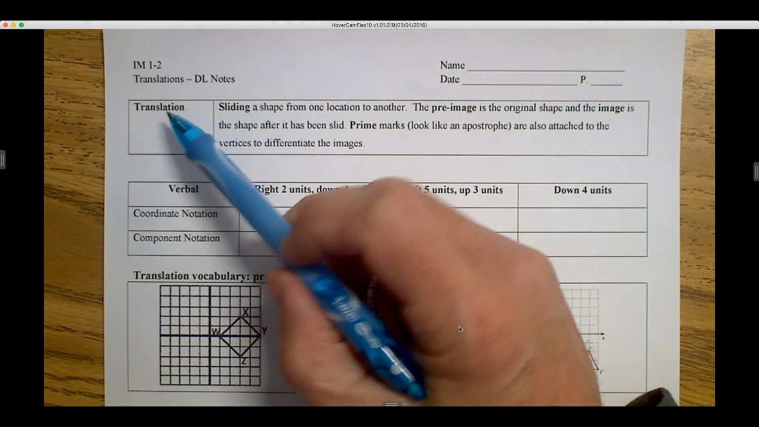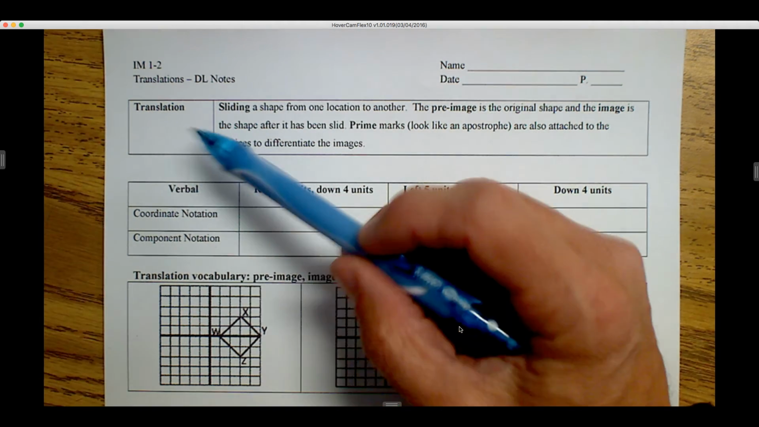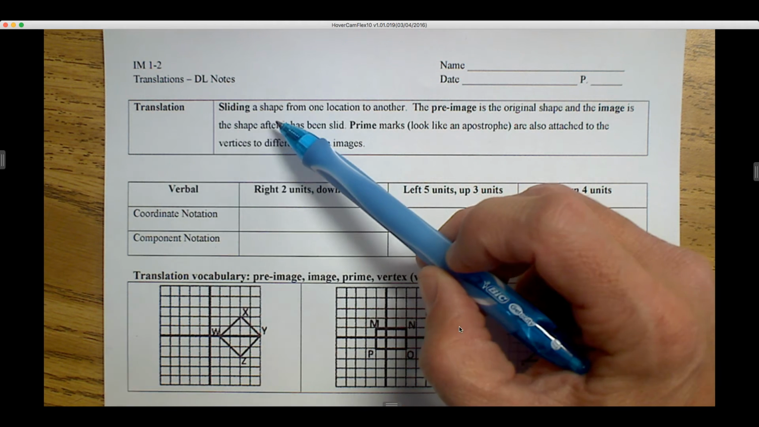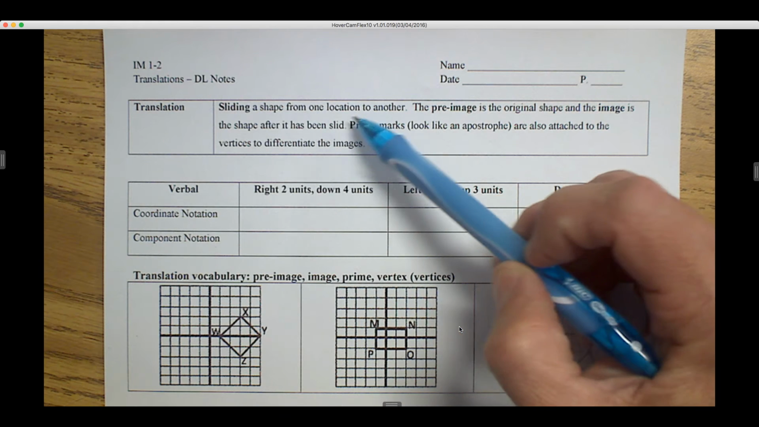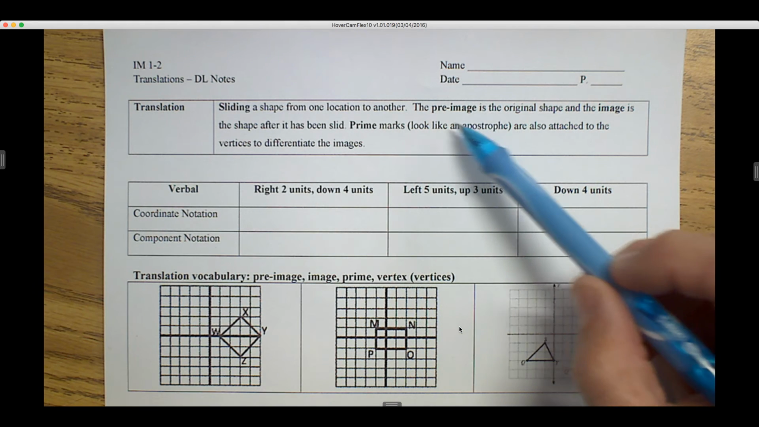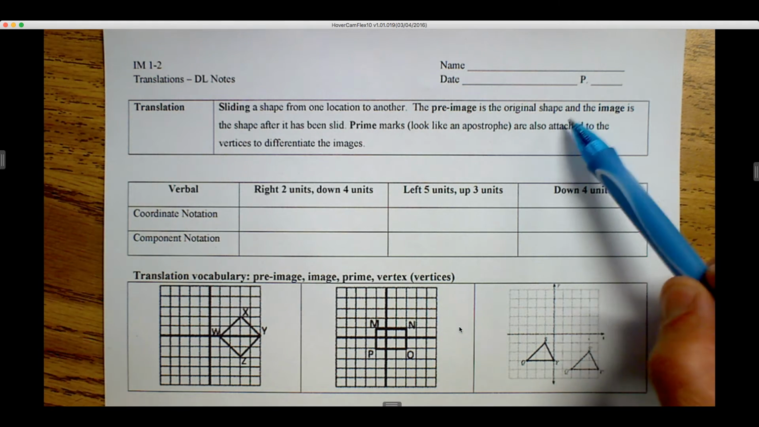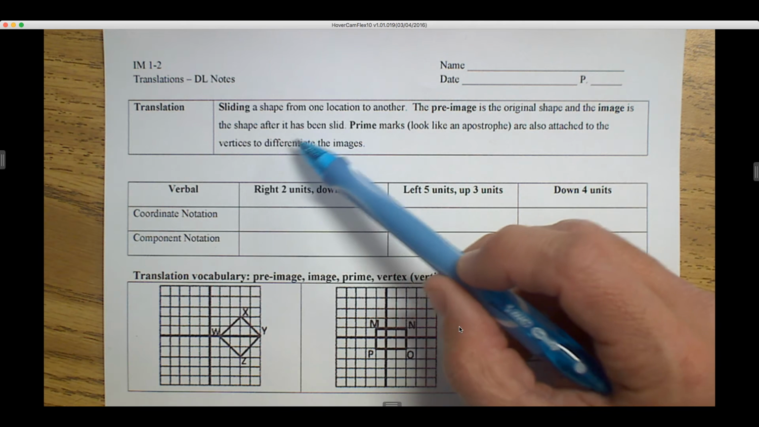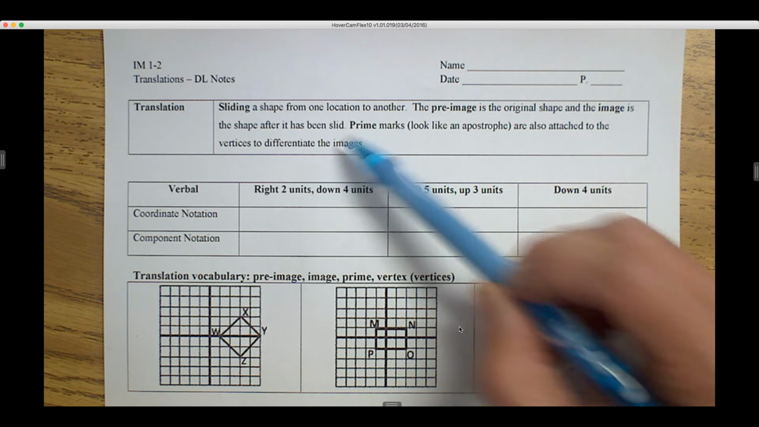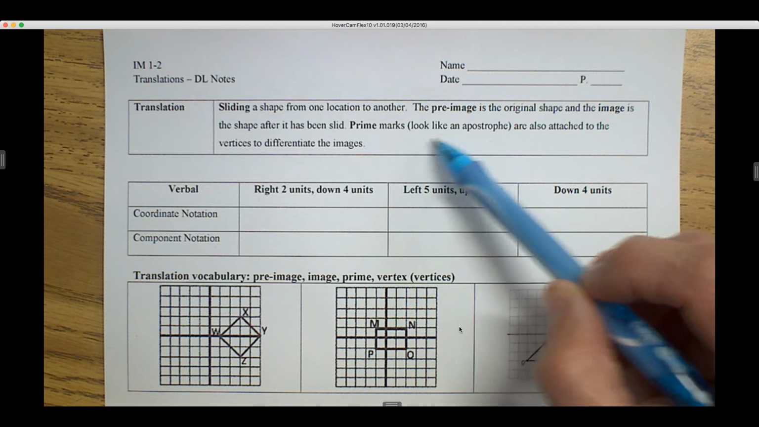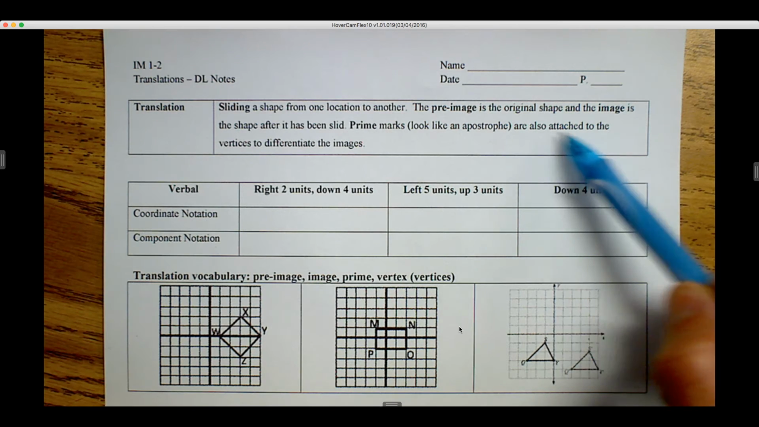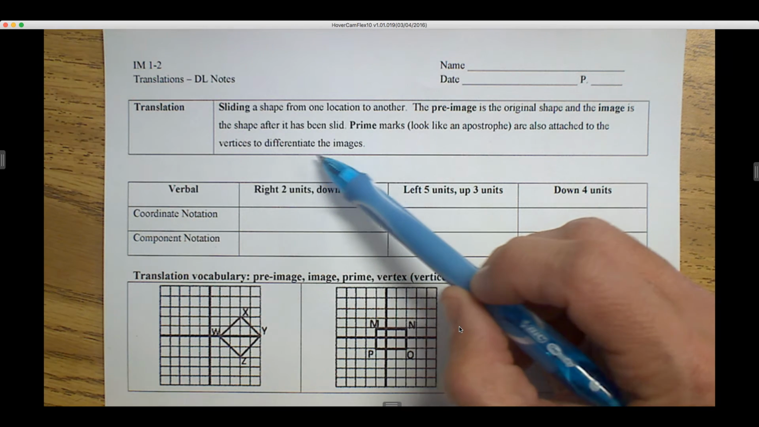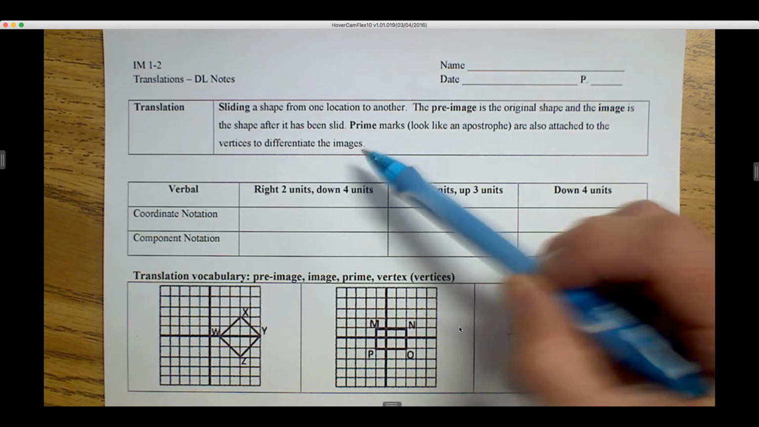Today's lesson is on translations. A translation is a sliding of a shape from one location to another. The pre-image is the original shape, and the image is the shape after it has been slid. Prime marks, they look like apostrophes, are also attached to the vertices in different images. And I will show you what that means.